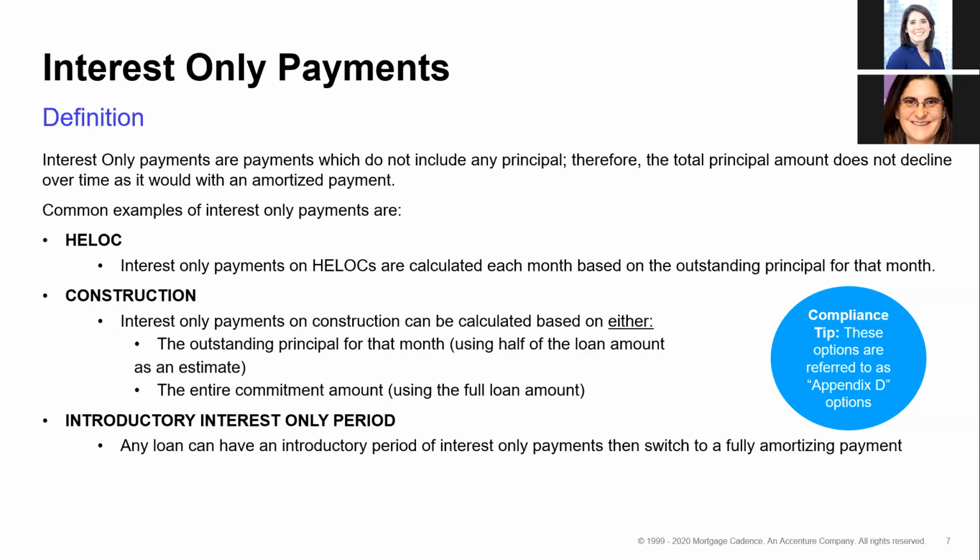Now that's an amortizing loan. Some loans have interest-only payments. So for instance, HELOCs, construction, any loan can have an interest-only period. You could, for instance, have a 30-year fixed that you decide you're going to have an interest-only payment on. You can do whatever you want. I'm not saying that you should, or that you can sell it, or that Fannie or Freddie will buy it, or that it'll be QM. I'm saying it happens, right? We still see loans with IOs.